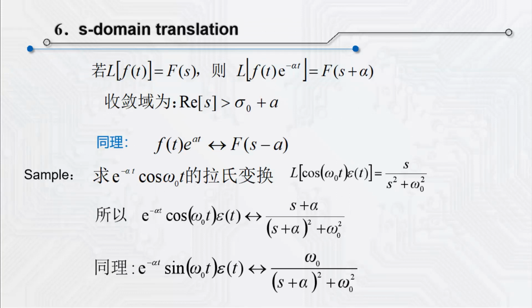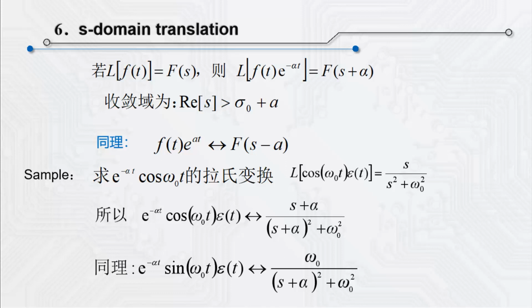Here's a look at the frequency shift property of the Laplace transform. If f(t) Laplace transforms to F(s), the Laplace transformation of f(t) multiplied by e to the power of negative alpha t equals F(s + alpha). In the same way, we can get that the Laplace transformation of f(t) multiplied by e to the power of alpha t is F(s - alpha).